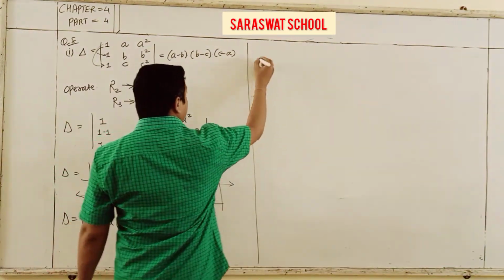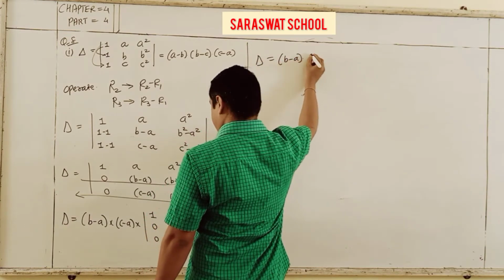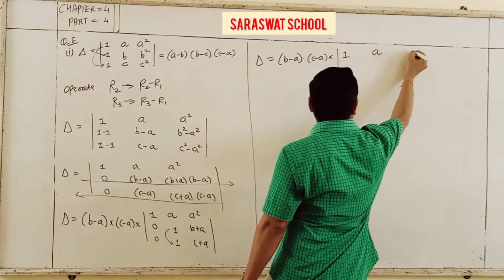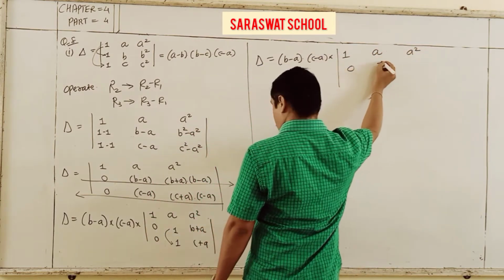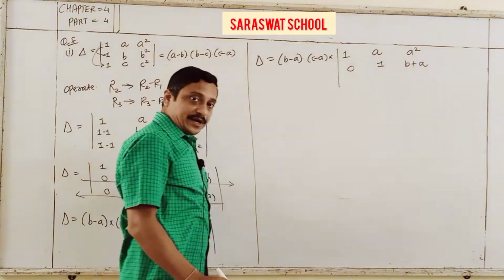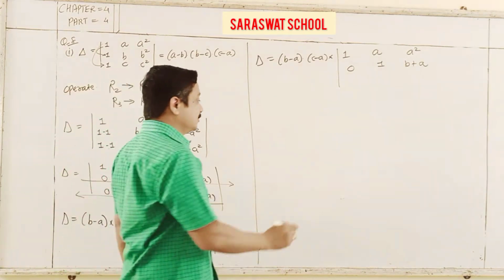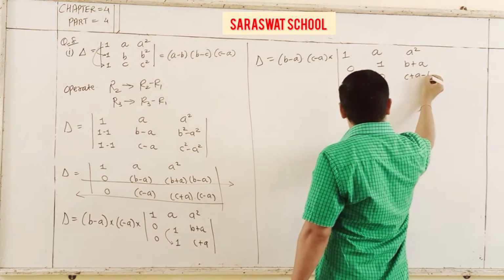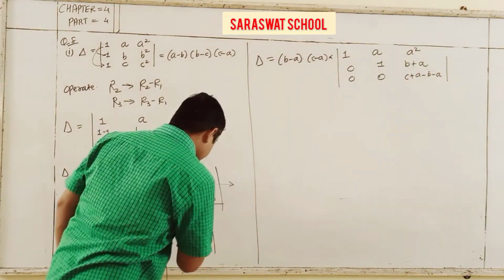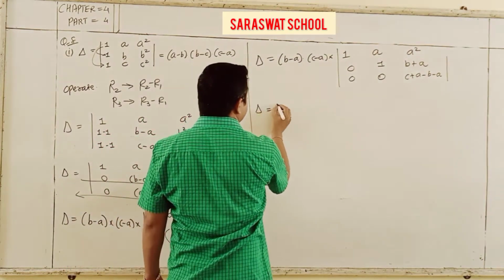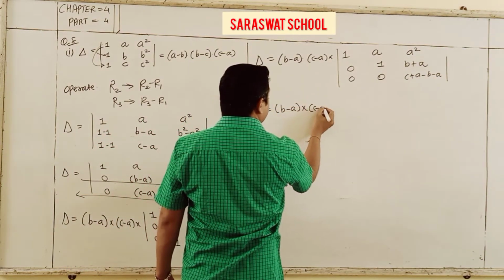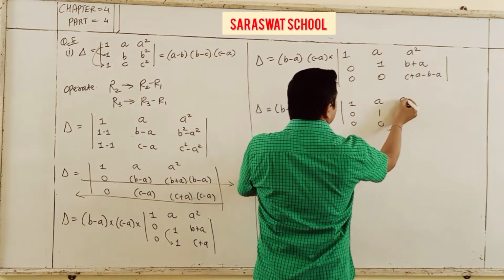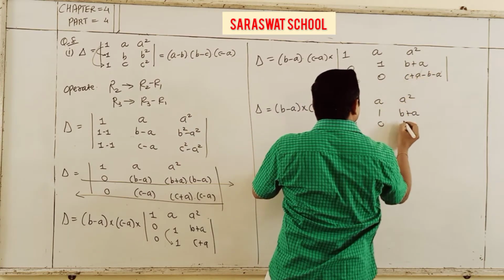So your del value will do b minus a, c minus a, and here 1, a square same, 0, 1, b plus a same, and my operating second row subtracting third row. So 1 minus 1 is 0, and that will be c plus a minus b minus a. That is c minus b here. So del is b minus a, c minus a, and here 1 0 0, then another is a 1 0, a square, b plus a, here c minus b.